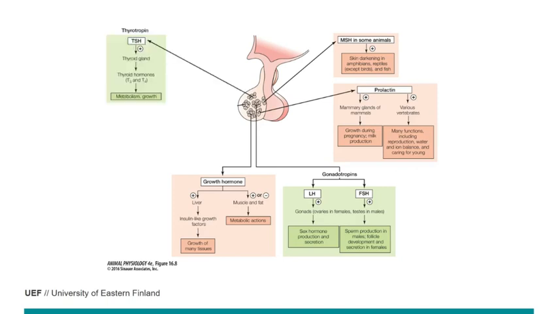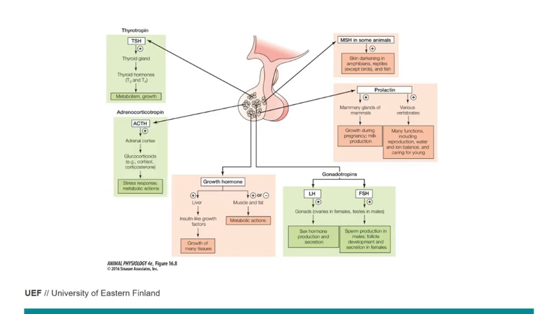And then we have thyrotrophin. And surprise, surprise, its effect is on the thyroid gland. And then the thyroid gland releases T3 and T4, and these then have effects on the metabolism and on growth, etc.